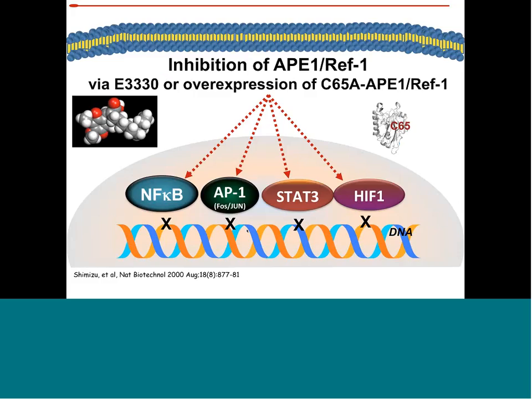Okay, so we are going to use a couple of tools to investigate APE's regulation of STAT3 DNA binding. One of those is the C65 mutant, and basically we have mutated the cysteine at position 65, which is the redox center of APE Ref1, and it does not affect the DNA repair activity. So this is a redox-dead mutant that still possesses full DNA repair activity. And then we also have a small molecule inhibitor called E3330 that we can use.